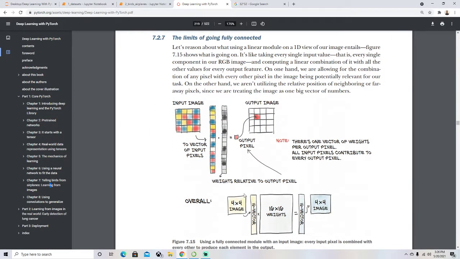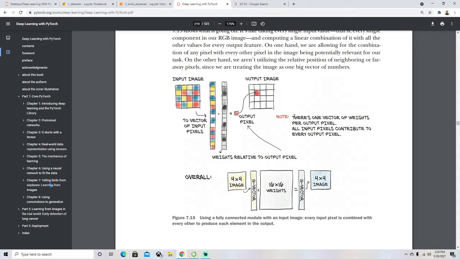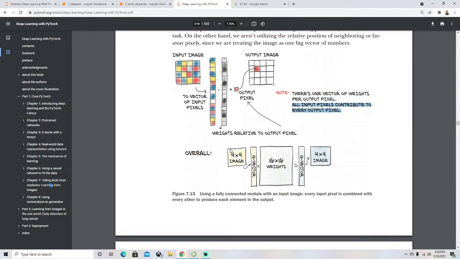I think this is where it's showing the limits of going fully connected. There's one vector of weights per output pixel. All input pixels contribute to every output pixel. So it's quite substantial.